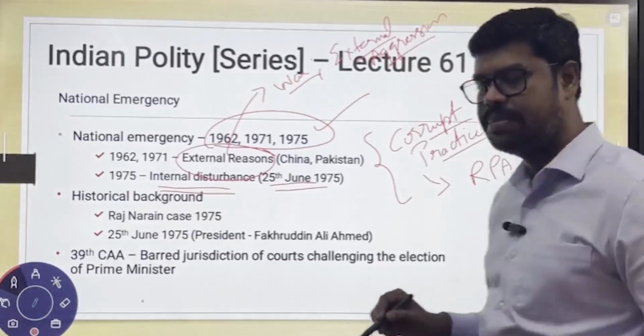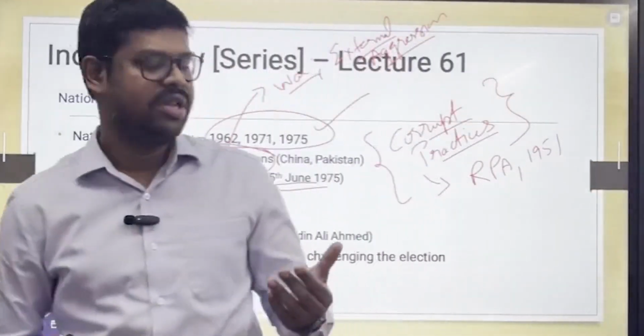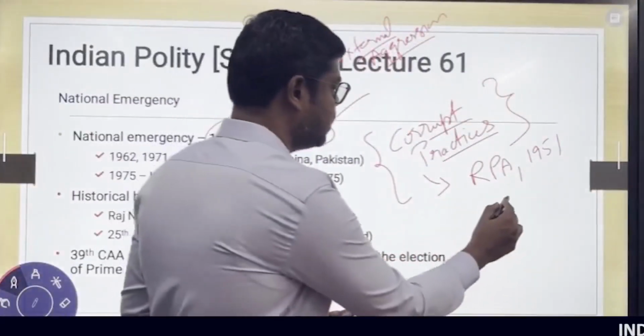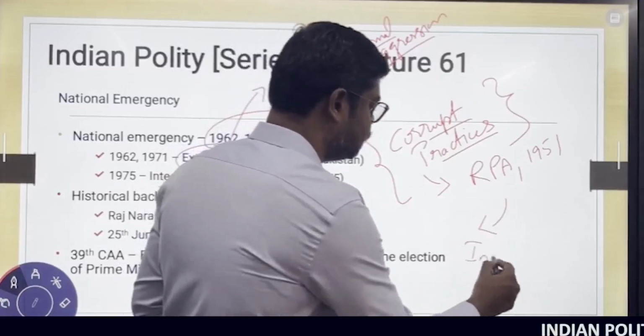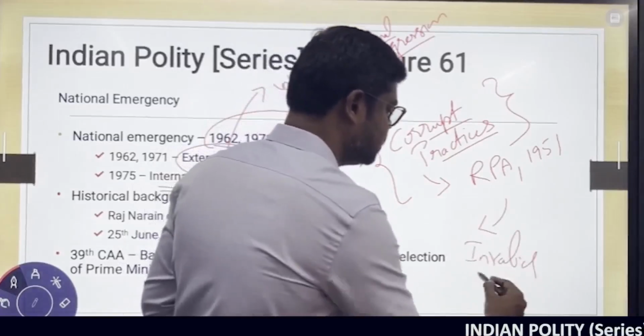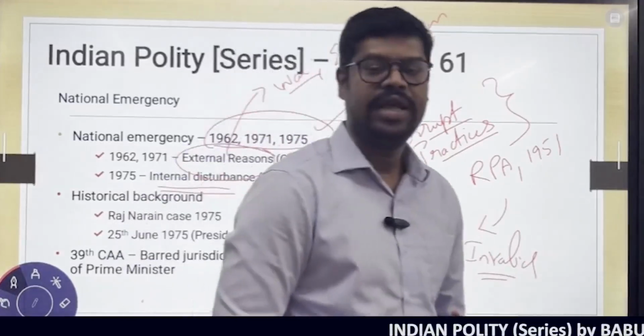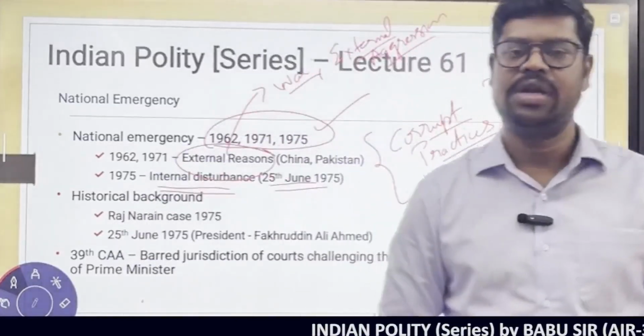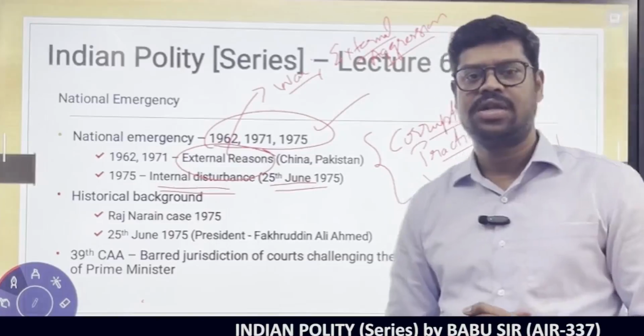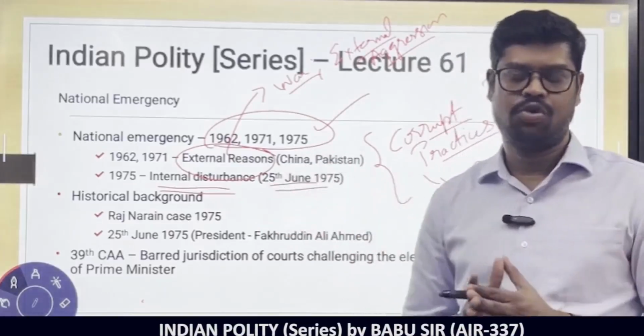The Representation of People Act 1951 says that when they are following any corrupt practices, then the election can be declared to be invalid. And hence, Mr. Raj Narayan said that based on these grounds, the election of Prime Minister Indira Gandhi has to be declared to be invalid. So, Mr. Raj Narayan has filed a case in the Allahabad High Court.